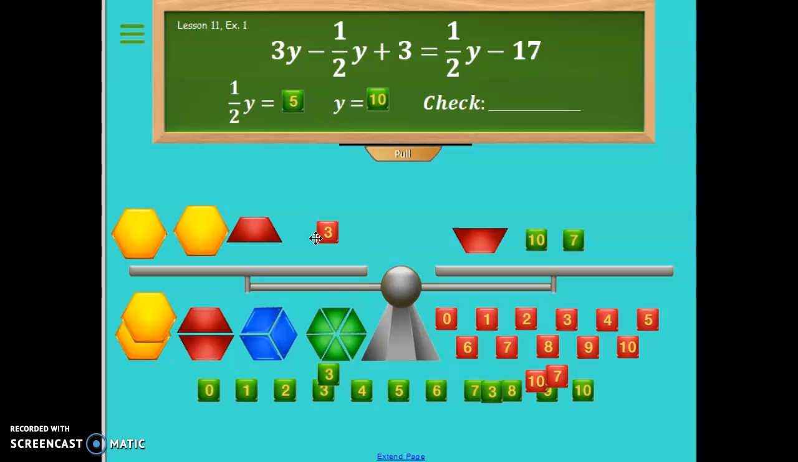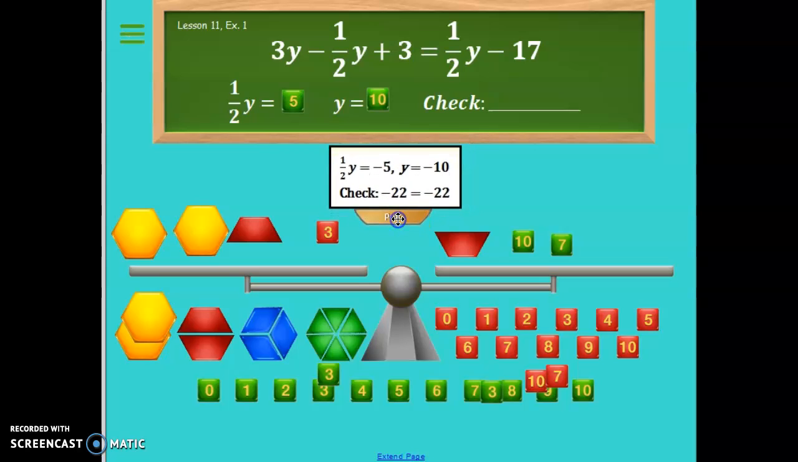Negative 22. Okay, so let's check this side. We have a negative 5 and a negative 17. That's also going to give us a negative 22. So negative 22 equals negative 22, and that's our check. Check down here just to be sure. Yep, there we have it. So we know we're in good shape and we can move on to the next example.